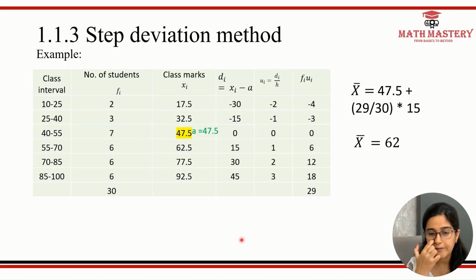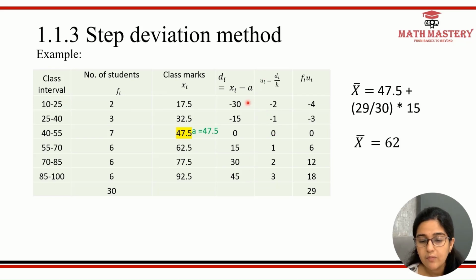So you see here the class intervals, this example is same. First we have calculated the class marks for all the class intervals. We have taken one out of these class marks as the assumed mean. I have taken 47.5. We have calculated the deviations from assumed mean, which is xi minus a, as we have calculated in the previous method. So till this step, all the steps are same.